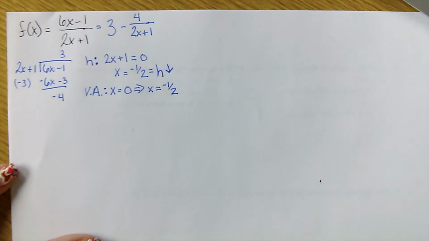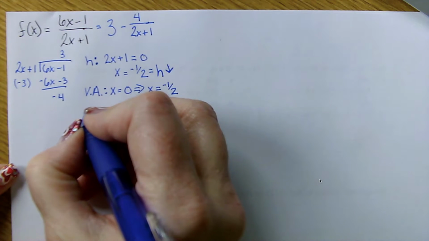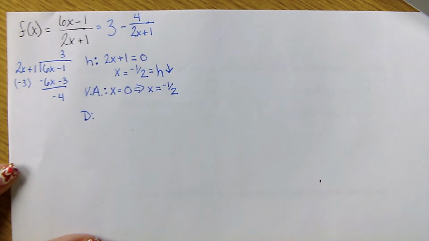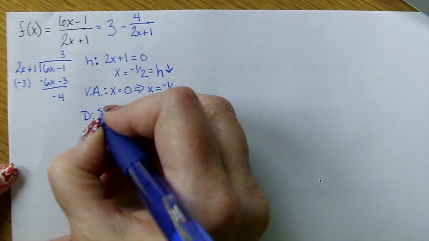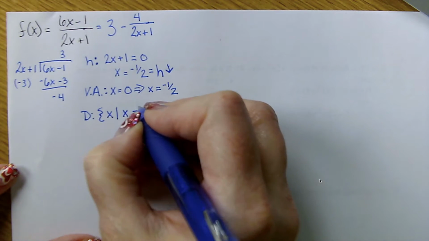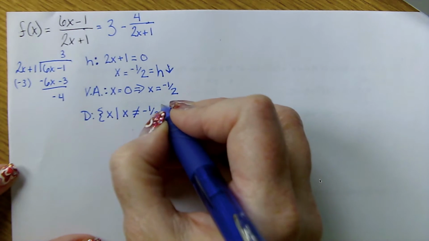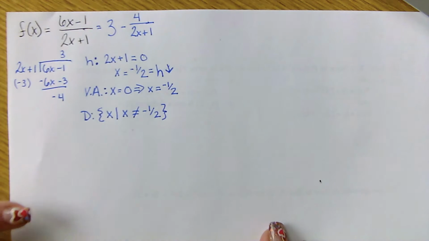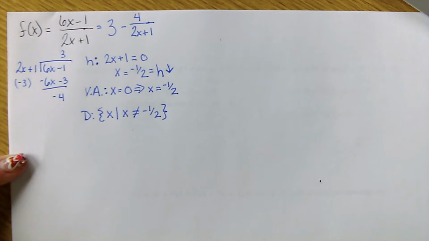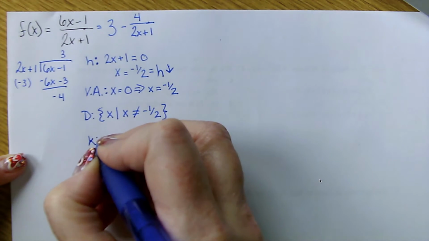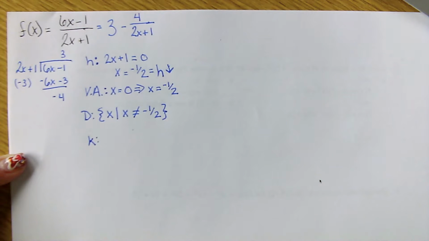Do you want to do domain right now since we're doing everything that involves domain? Yeah. Okay, maybe we'll just change this to our order. We can do that, right? So domain is x such that x can equal what? Negative 1/2. Sometimes this helps people to not forget to do domain and range. And if you're labeling your work, can you go back and see exactly what order you did this in? Yes.